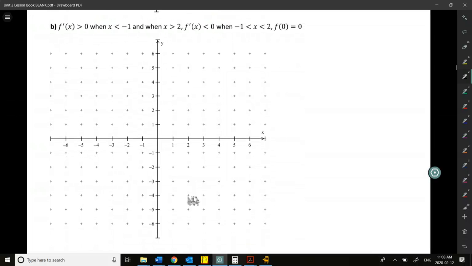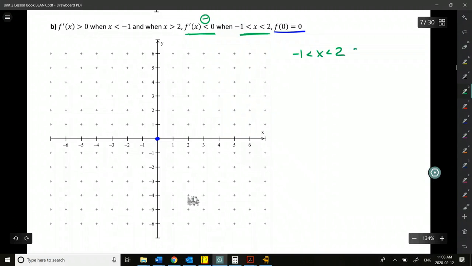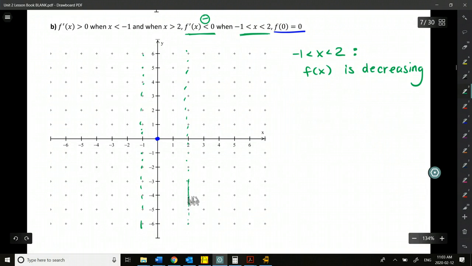Okay, let's try another one. I have a point: f(0) equals 0. Let's plot it. I also know that between -1 and 2, the first derivative is negative. So what does that tell me about f(x)? f(x) is decreasing. If you want, you can draw little lines here to separate sections and then erase them after. I know in this section that f(x) has to be decreasing.